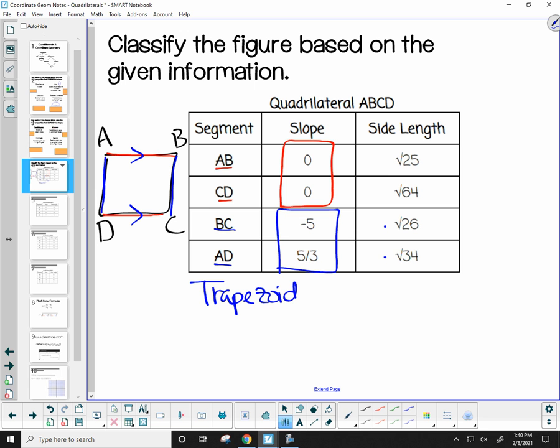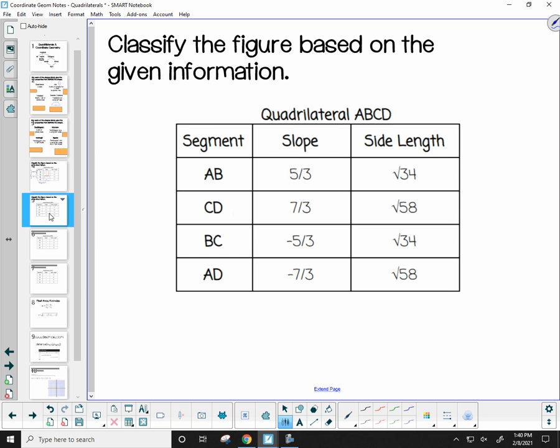Ready to look at the next one? Okay, so again, I have A, B, C, D. So I want to look for parallel lines. Do I have any parallel lines? Zero sets, right? So it can either be a kite or just a plain old quadrilateral.